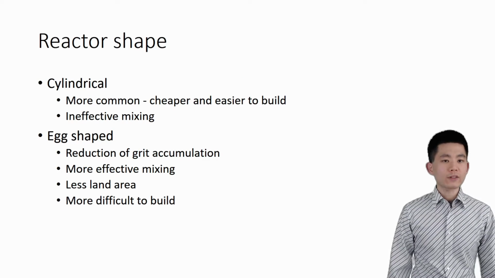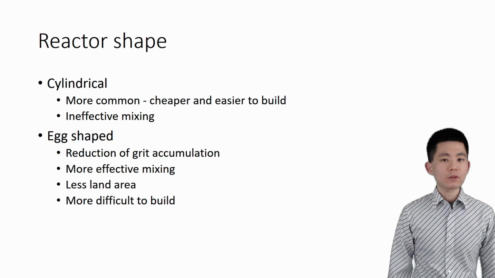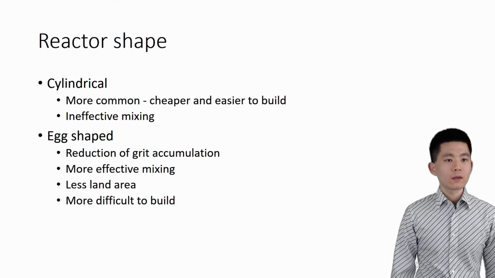The shape of a reactor is very important for effective mixing. Traditional cylindrical or even square reactors are easy to construct, but it can be difficult to achieve uniform mixing because of dead zones. Grease, sand, and grit may also accumulate as a result.